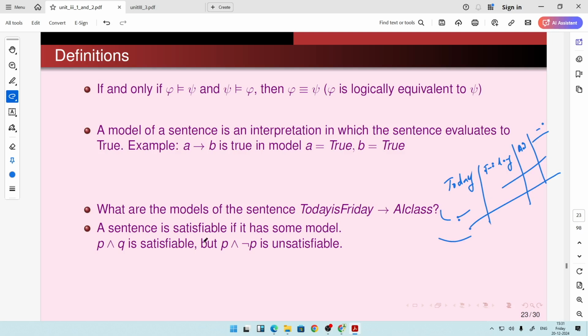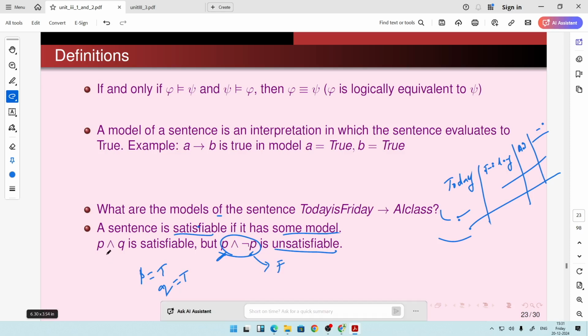And when can we say something is satisfiable? When it has some model, then it is satisfiable. For example, P and Q is satisfiable when P is true and Q is true, but P and not P is unsatisfiable. Why? Whatever value P takes, not P will be the opposite of it. So, in that case this is going to be false at all times. Therefore, this formula is unsatisfiable.